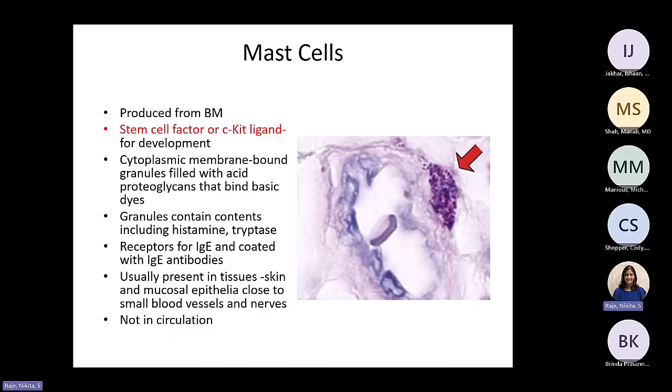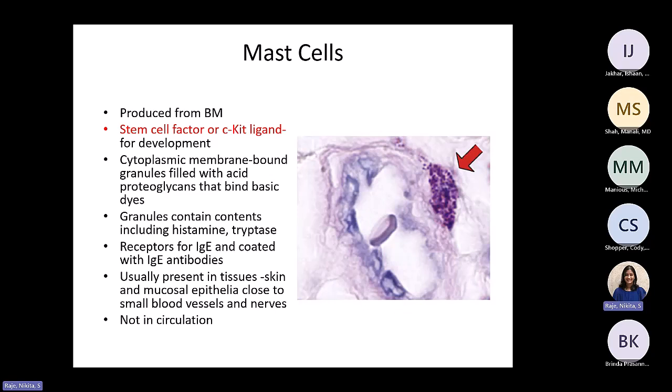Moving on from macrophages, so we talked about two types of phagocytes. Now we talk about mast cells. Mast cells are also produced from bone marrow. They develop under the influence of stem cell factor. Important to remember, anything in red in my presentations is for you to memorize. And that's basically for mast cells, the cytokine that helps in their development is stem cell factor, also known as c-KIT ligand.